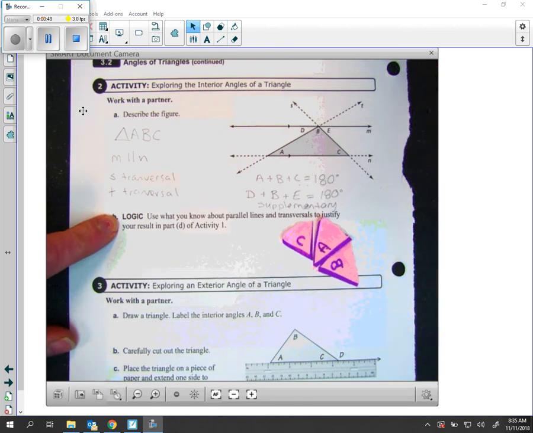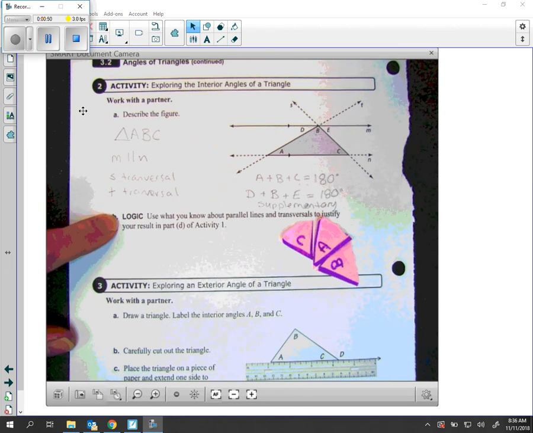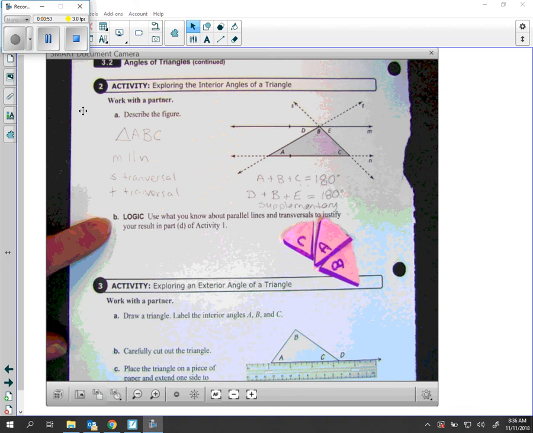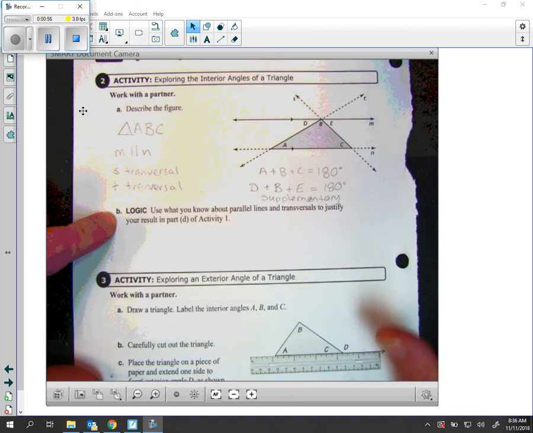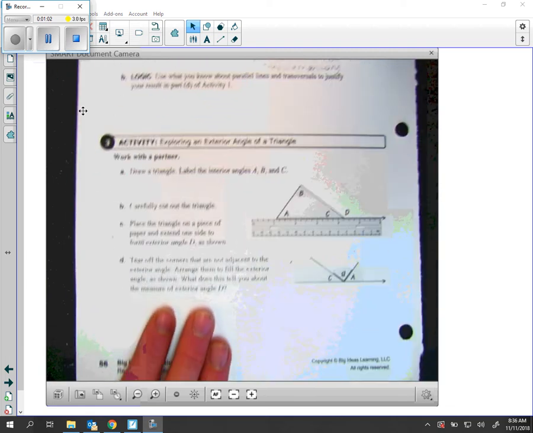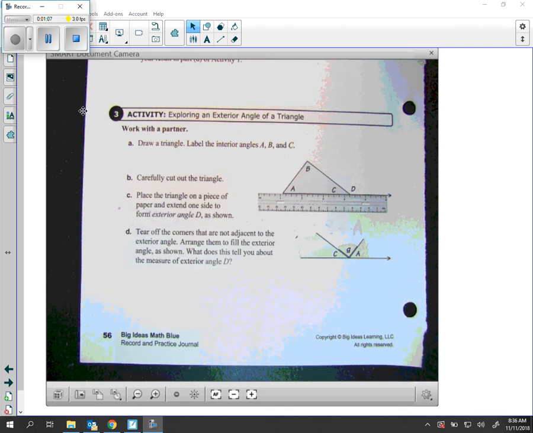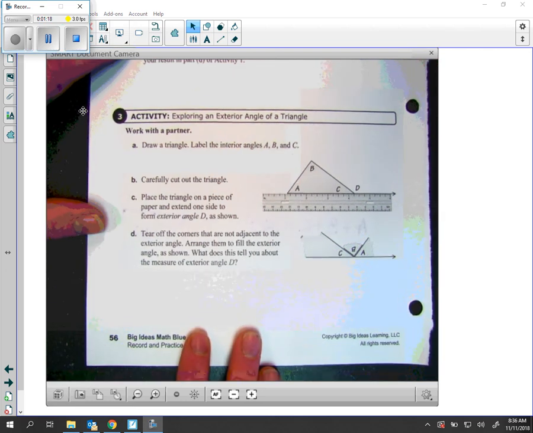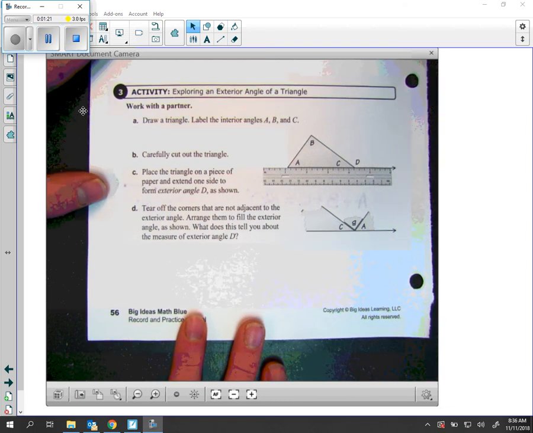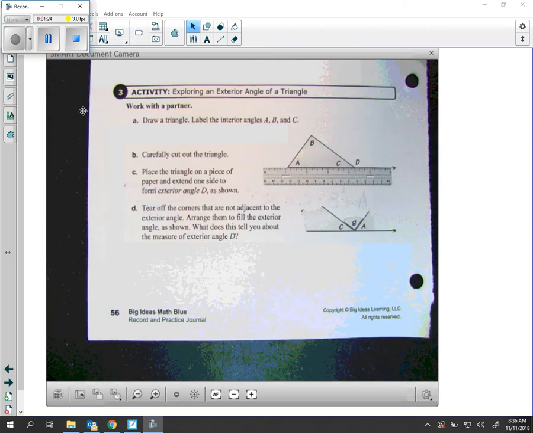So make sure you answer this question, B, in your INB, and you can do that on your own or with a partner. So now let's take a look at the next steps. Now that we have this idea of internal angles really solid in our minds, let's consider the external or outside angles of a triangle. We're going to go through this lesson together, so make sure you're getting this down in your INB. Feel free to pause so that you can complete the activity as we go.